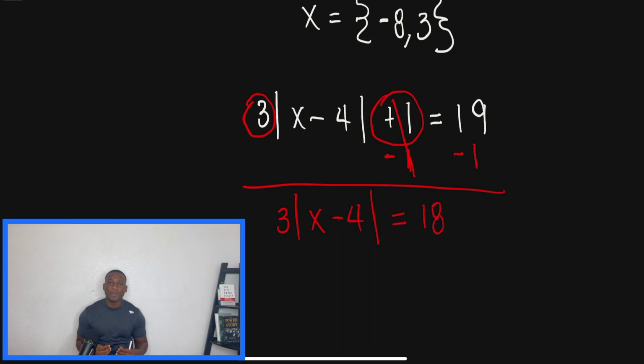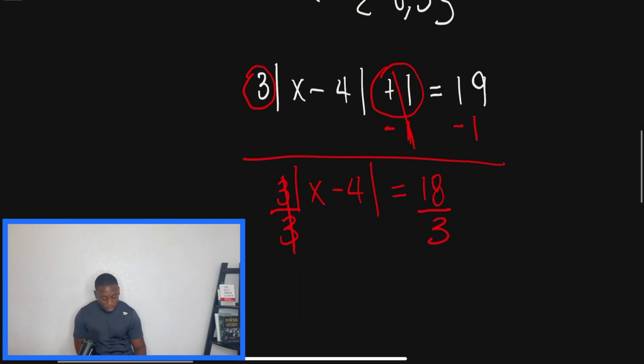So remember, first step, guys, we're trying to get the absolute value by itself on one side of the equation. So my next step would be to divide by 3. Now I have the absolute value of x minus 4 is equal to 6.